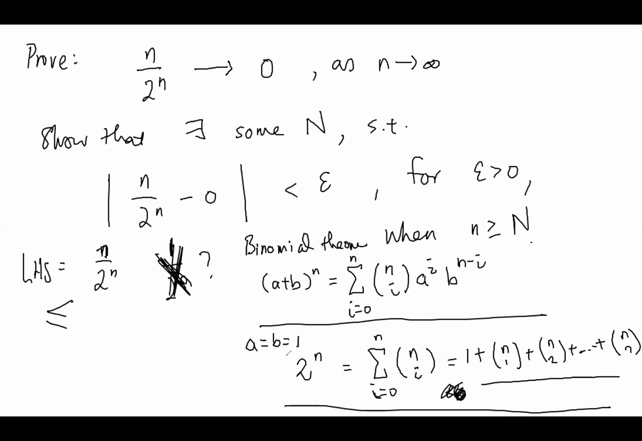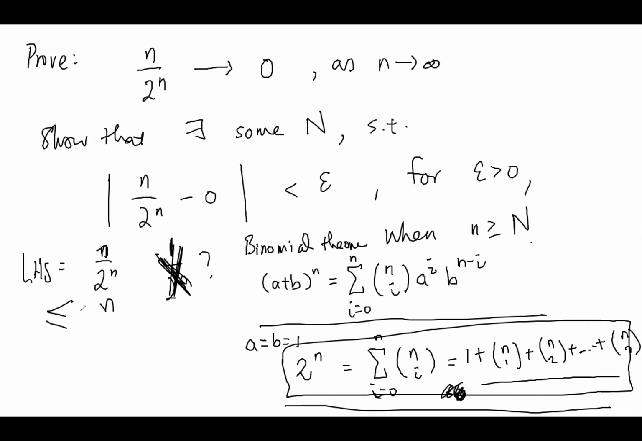I want you to look at this equation here. This result here will give you some idea how to bound this. n over 2 to the n is less than n divided by 2. Bounded by n over 2. It makes sense? Yeah. So this is one example, n over 2.